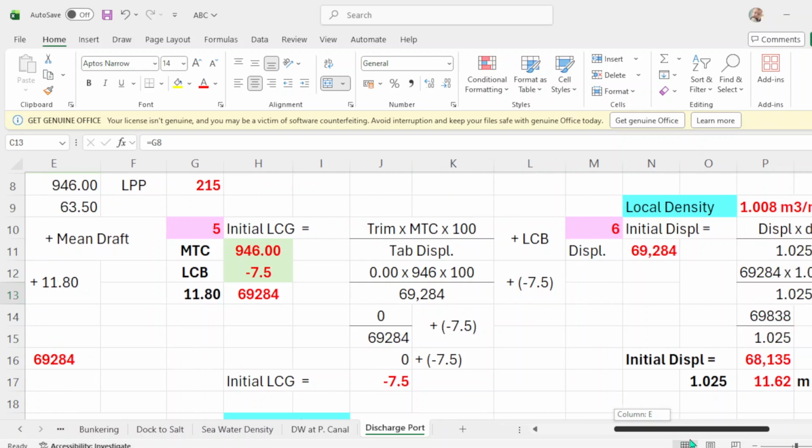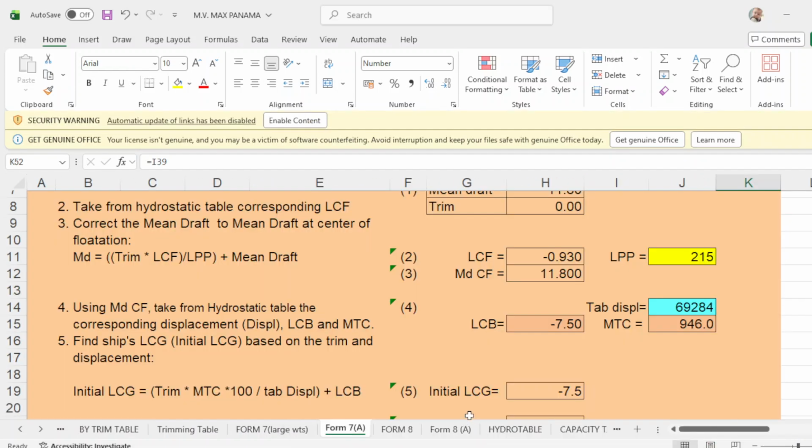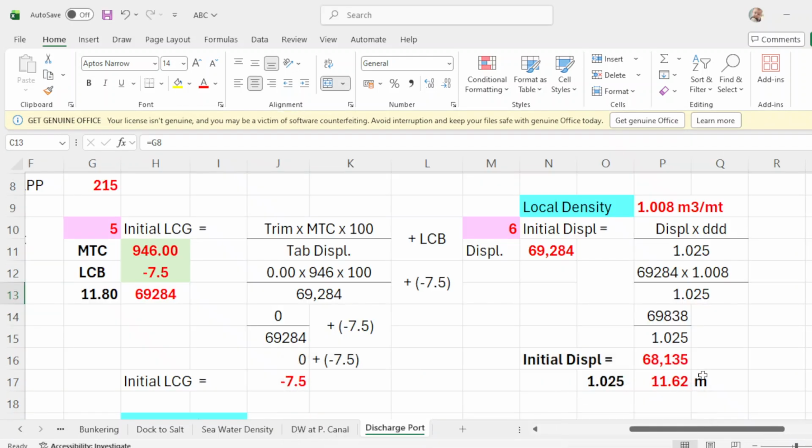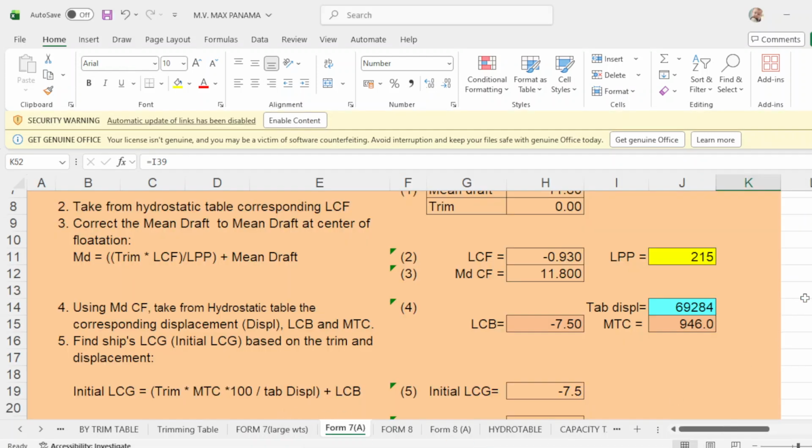And number 6. So number 5 is negative 7.5, which is the same here. 7.5 initial LCG. Now we go to number 6. Scroll down.